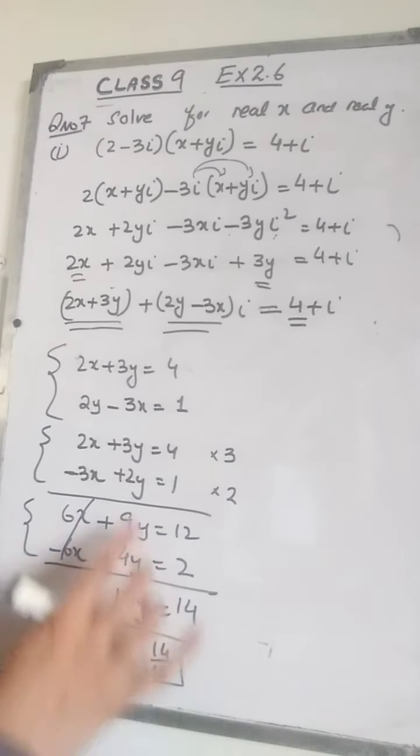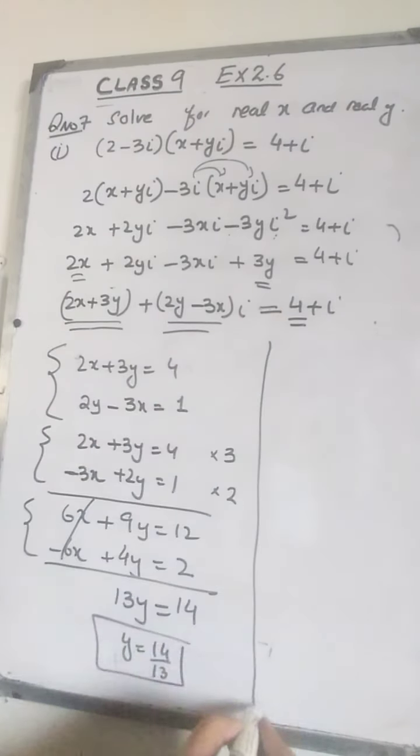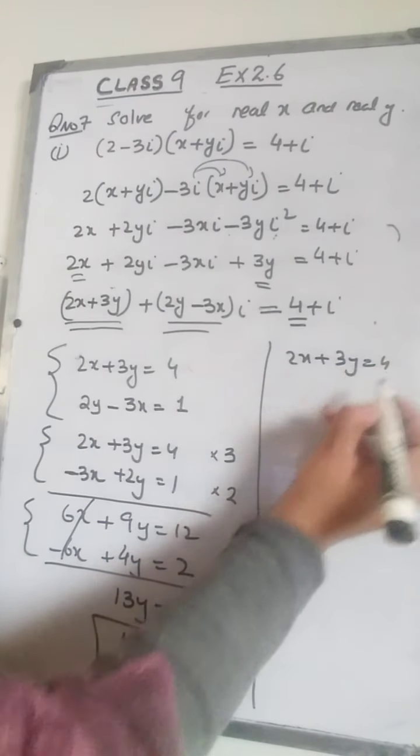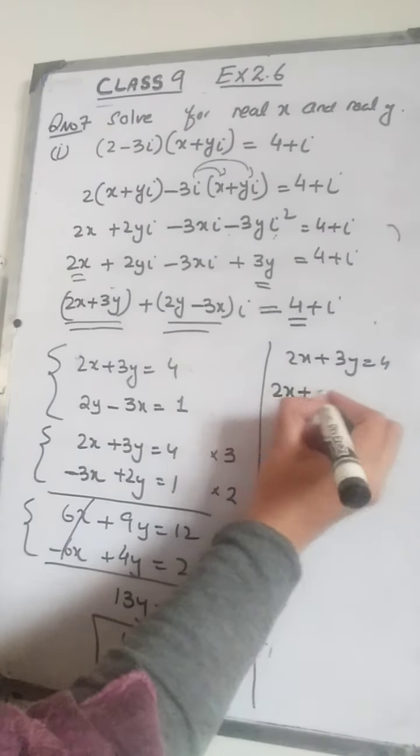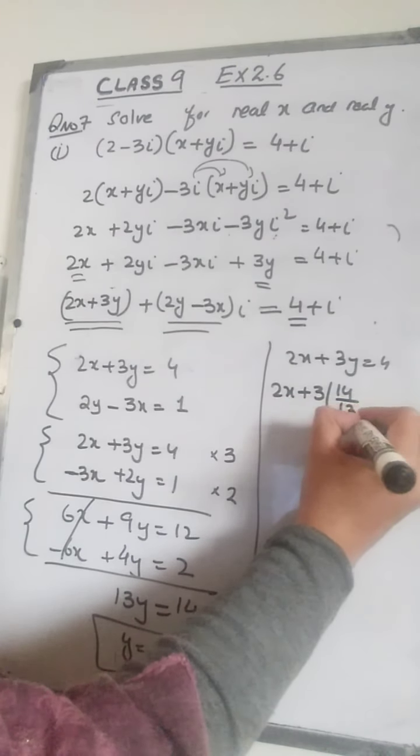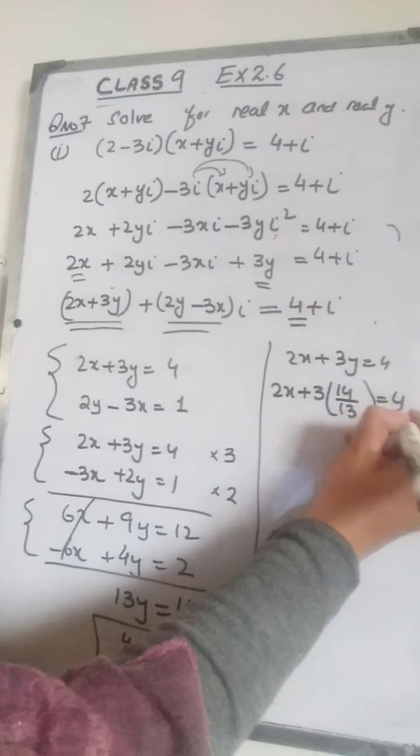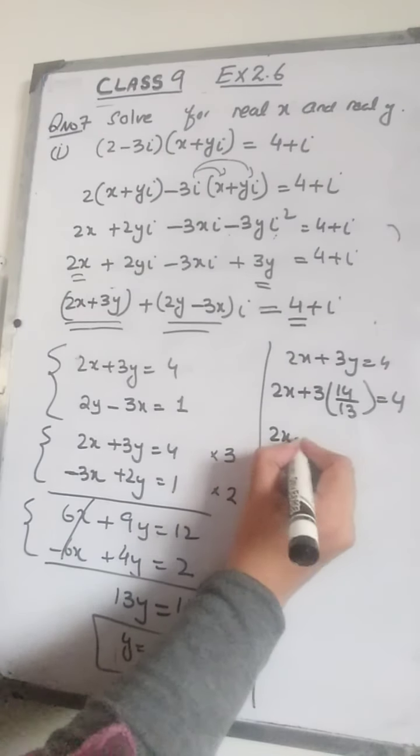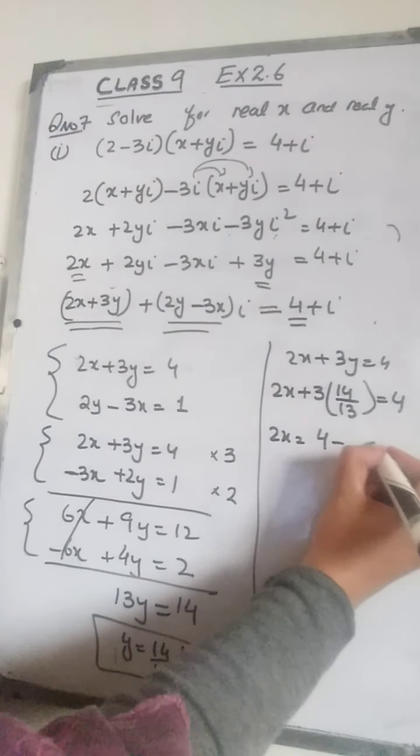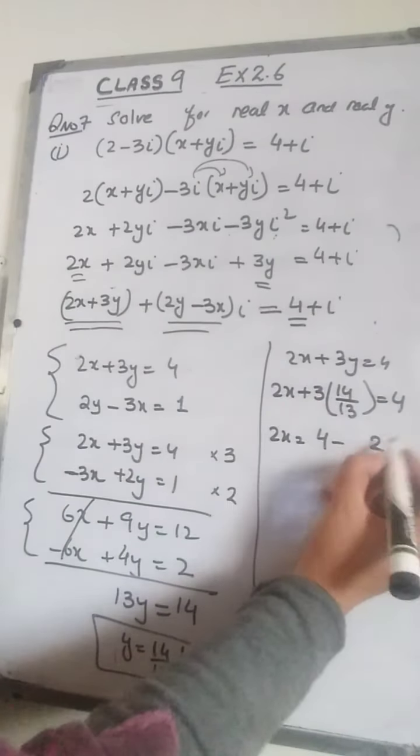Now putting 14 by 13 in one of these equations, we are going to get the value of x also. For example, taking this equation and putting the value of y, 3 times 14 by 13 is equal to 4, and now shifting this to the right hand side and multiplying 3 with 14.